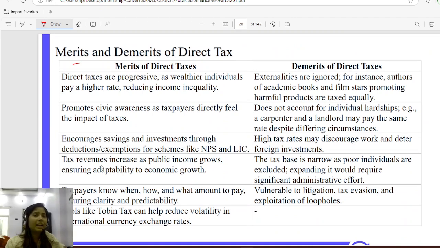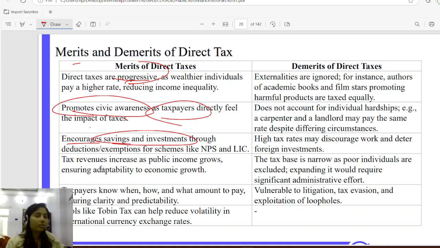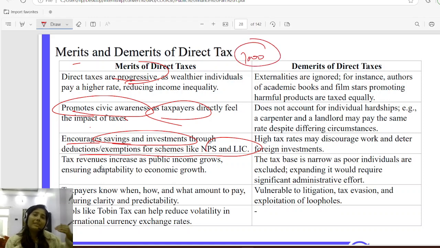Then merits and demerits, I think you are aware of it, but just for a quick recap. Merit: direct taxes are progressive. They promote civic awareness, because if I am a responsible citizen, I have a patriotic feeling, I will be paying my tax. Okay, they encourage saving and investment, because of deductions and exemptions for schemes like NPS and LIC. Suppose the government used to give some rebate based on the investment you had done. Suppose I had 1,000 rupees, okay, and I have invested in mutual funds and different kinds of funds.